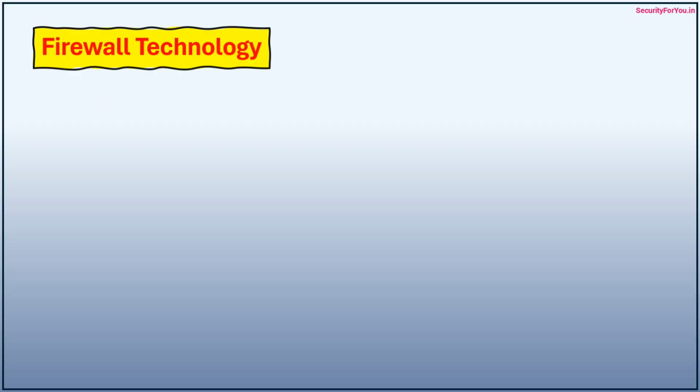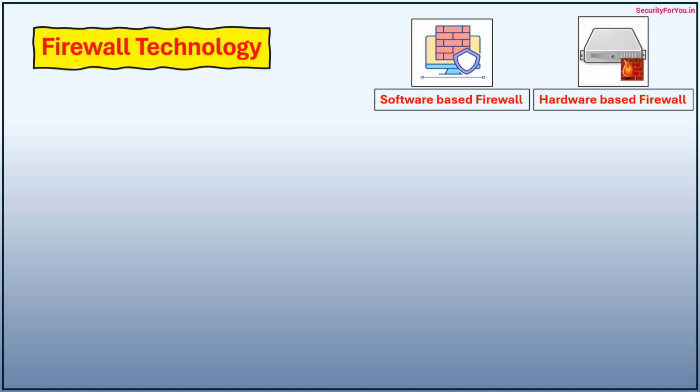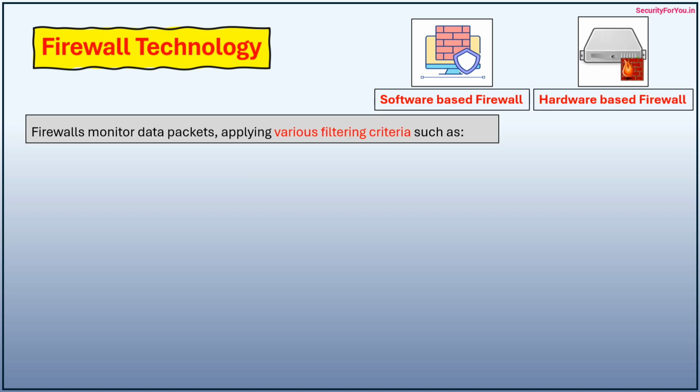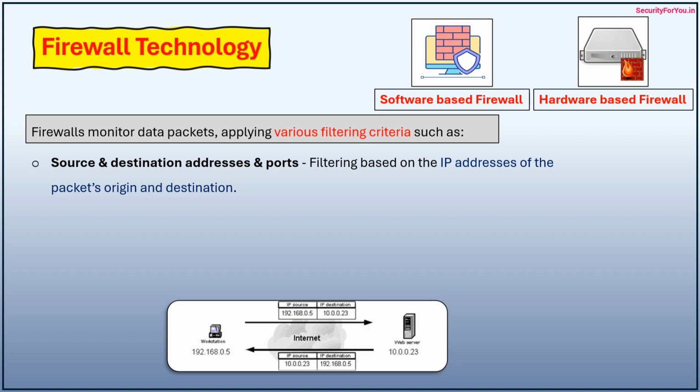A firewall can be software based, running on a server, or a dedicated hardware appliance. Firewalls monitor data packets entering and leaving the network, applying various filter criteria like source and destination addresses and ports, filtering based on the IP addresses of the packet's origin and destination.